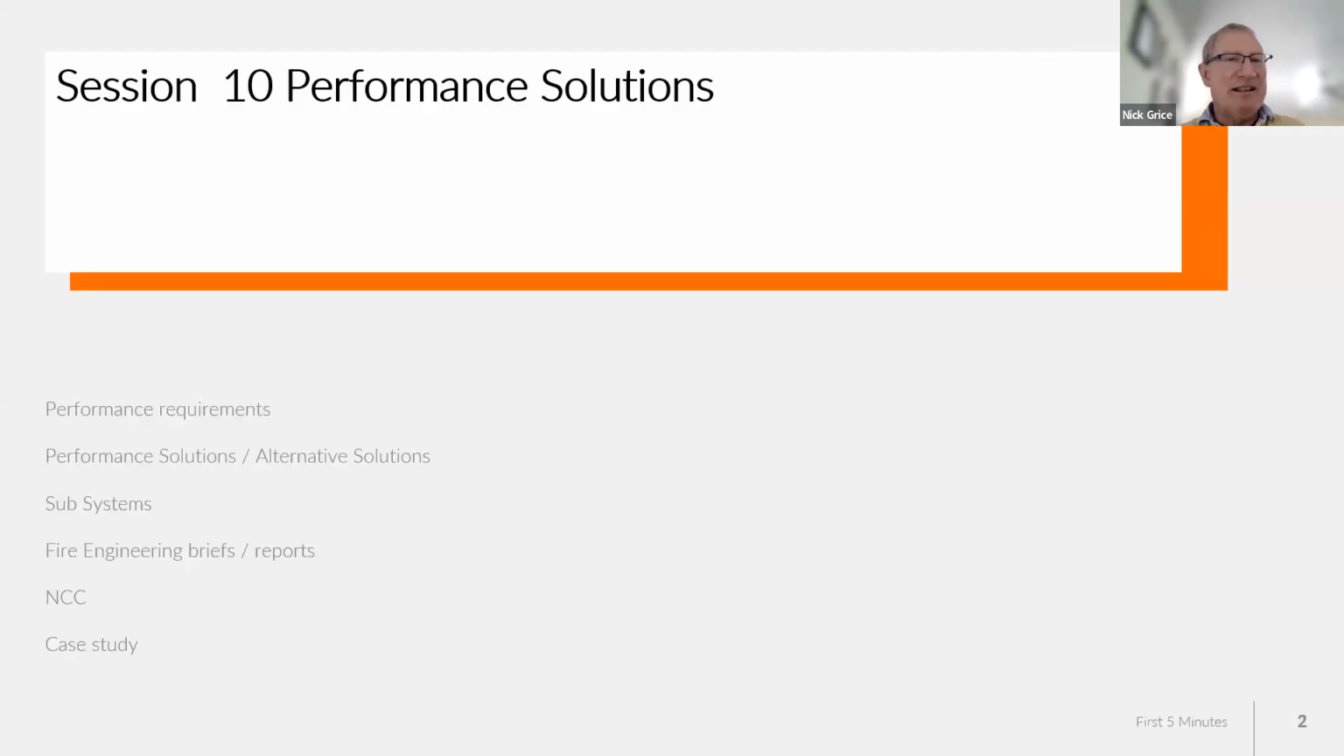As I said, we're going to go through performance solutions. The performance solution of a building is basically the durability of the building, the specification, the capacity, how much it costs, etc. To get the performance, you have performance requirements. And to meet performance requirements, you can have performance solutions or deemed to satisfy. They're worked out through various subsystems in buildings, which then you can formulate a fire engineering brief.